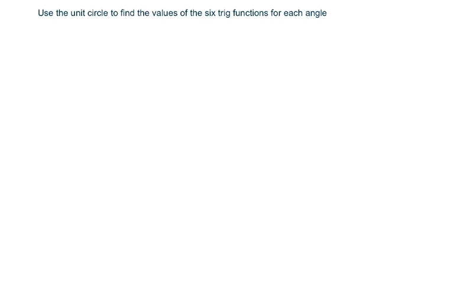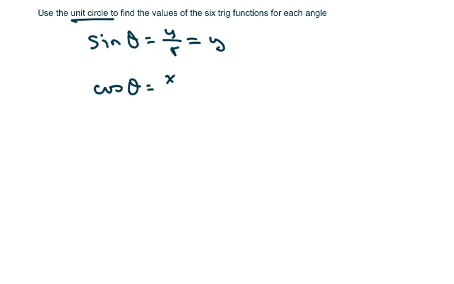So basically what we're going to do is find the 6 trig functions, and you should know that sine of theta equals y over r. And we're using the unit circle, so that would just mean that sine of theta is y, because y over 1 is just y. And then we have cosine of theta equals x over r, which just means it equals x. And the rest are kind of self-explanatory.